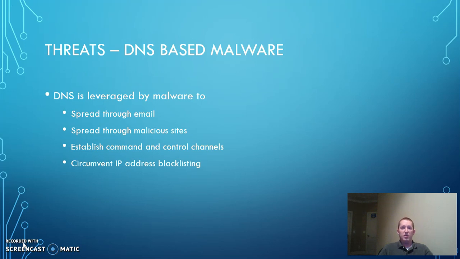One method of blocking malware distribution is blacklisting the IP addresses of known malware distributors. In order to circumvent this, malware authors leverage DNS instead of IP addresses to establish communications with command and control servers to receive further instructions about what to do next.